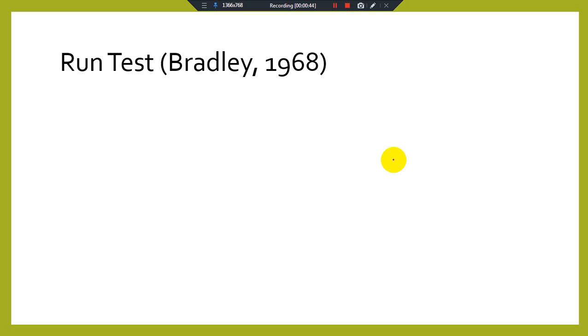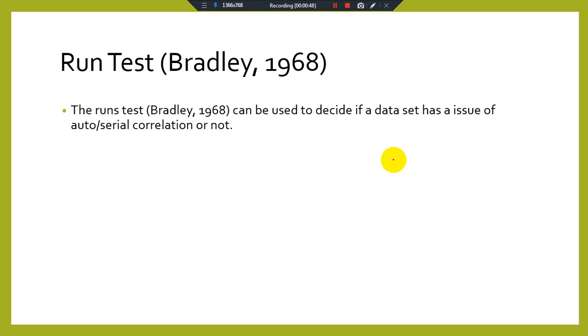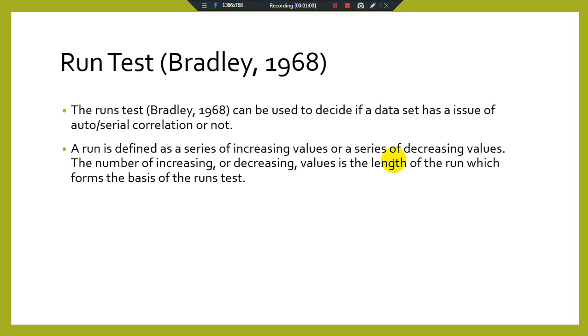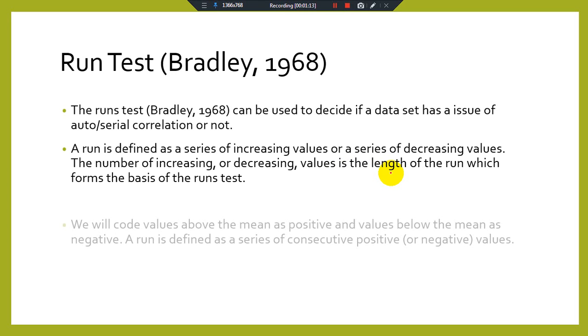Okay, the run test was presented by Bradley in 1968. The run test can be used to decide if a data set has an issue of autocorrelation or serial correlation or not. A run is defined as a series of increasing values or a series of decreasing values. The number of increasing or decreasing values and the length of the run form the basis of the run test.